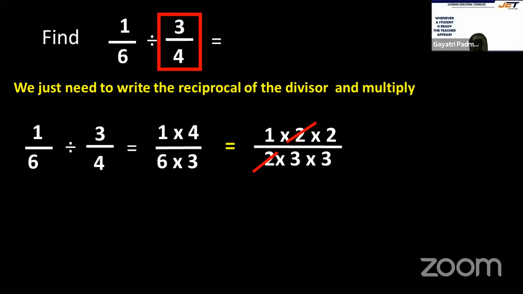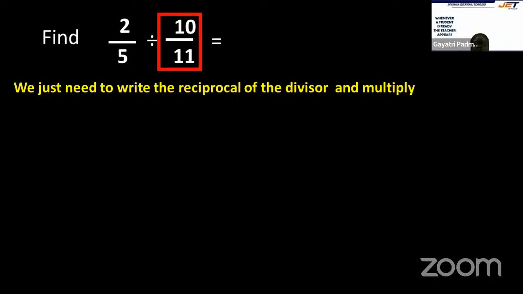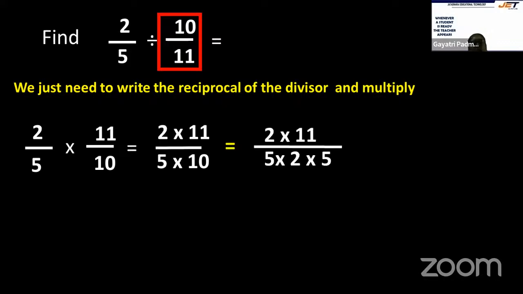You are reciprocating it. That is, instead of A by B, you are writing it as B by A. So this is applicable for the reciprocal of the divisor, and multiply. Now 2 gets cancelled. You arrive at 2 by 9. Now next is your normal sum. 2 by 5 divided by 11 by 10. We write the reciprocal of the divisor and multiply. So 2 by 5 into 10 by 11. Next, 2 into 11 by 5 into 10. So you get 11 by 25.